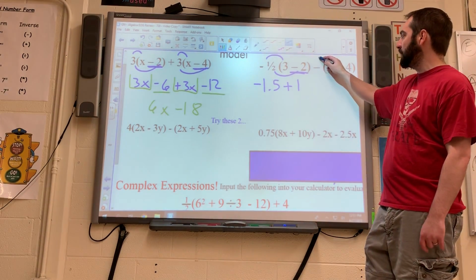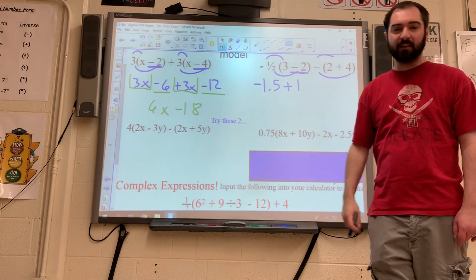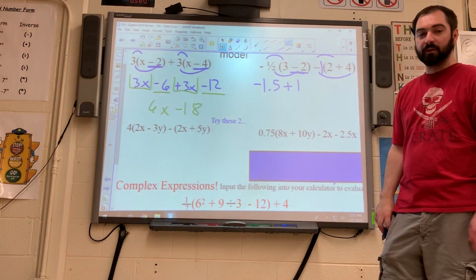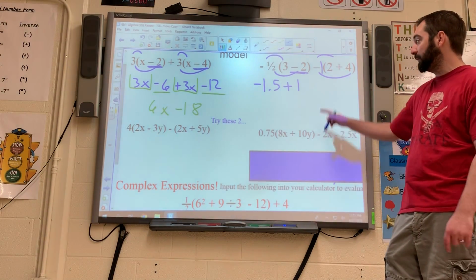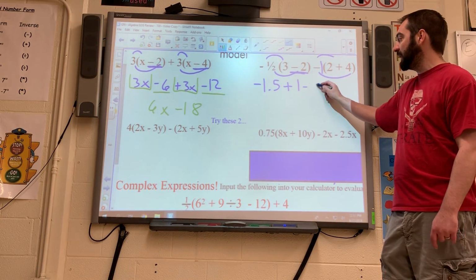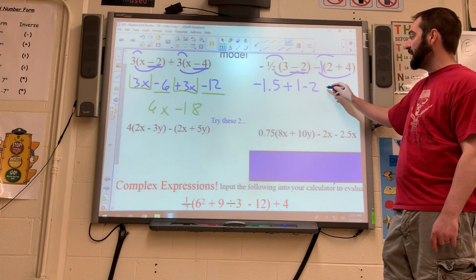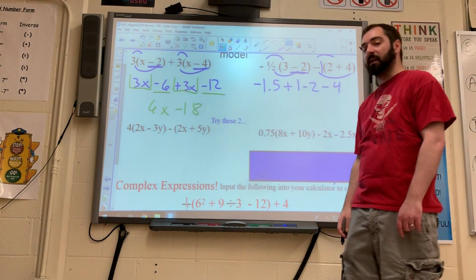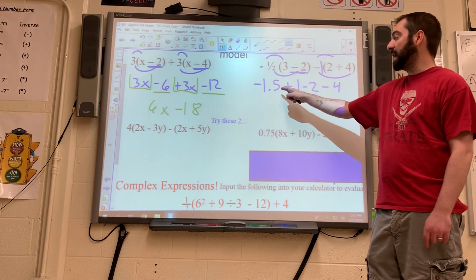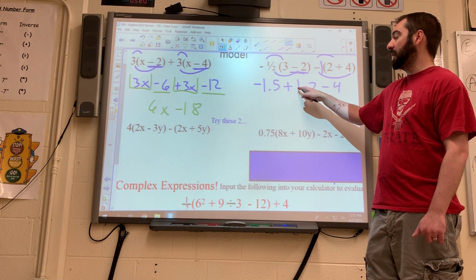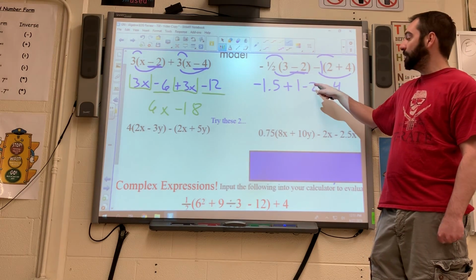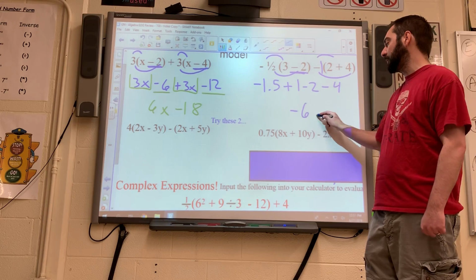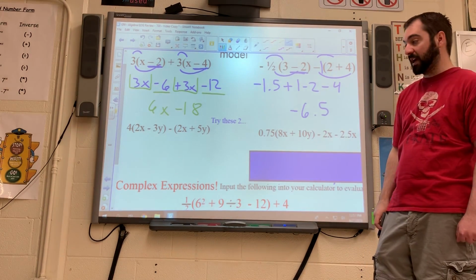Well, I have to distribute that somehow. Well, I got to think, when I see a negative by itself, what's it worth? It's worth negative 1. So if it helps you, put a little 1 in front of the negative in the parentheses to help you multiply. Negative 1 times 2, negative 2. Negative 1 times positive 4 is negative 4. When you get to this step, you can actually put that straight in the calculator and get the answer right away. Negative 1.5 plus 1 is negative 1/2. Negative 1/2 minus 2 is negative 2.5. Negative 2.5 minus 4 is negative 6.5 or negative 6 1/2.